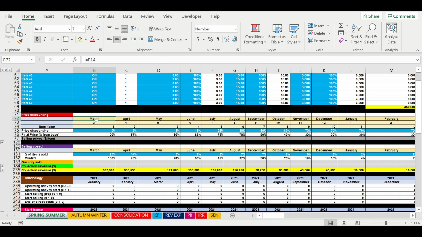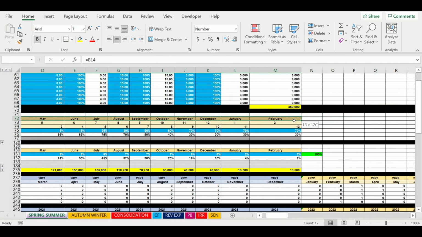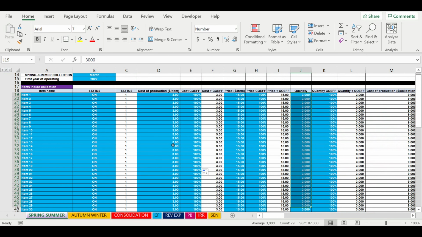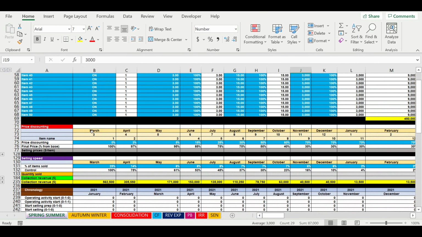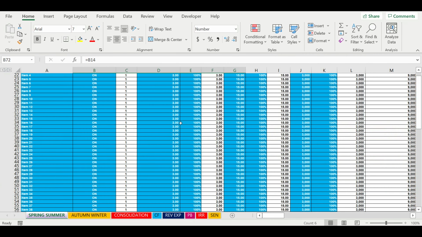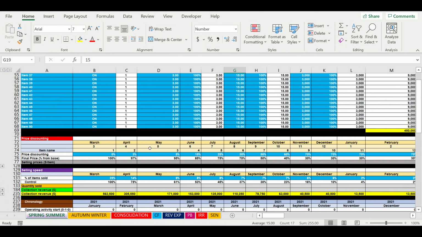Here is the month, and we have a 12 month period of selling. So we just take this amount, and during this period we take this starting price, and then we start discounting it. Here 0 discount, then 3% discount, 5%, and then as we go further in the future, discounts are going up and up.